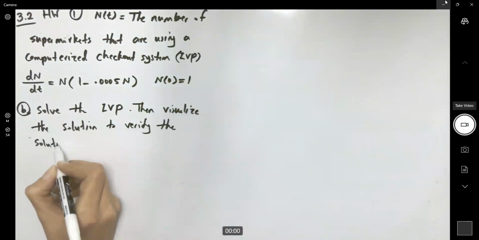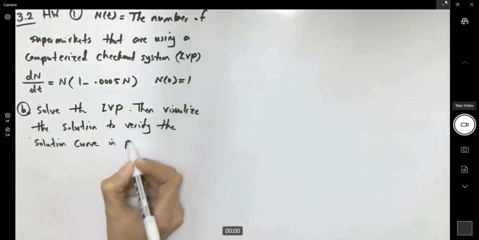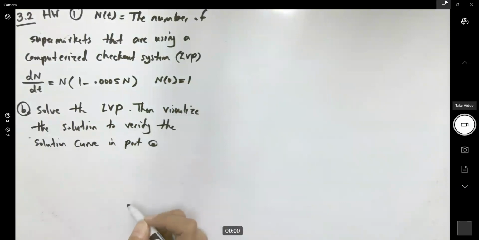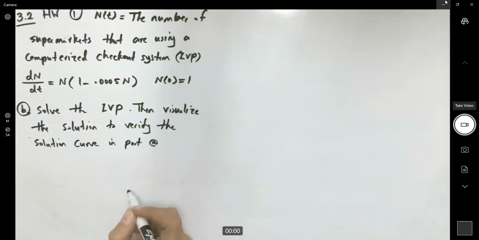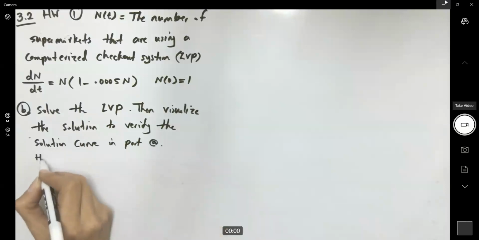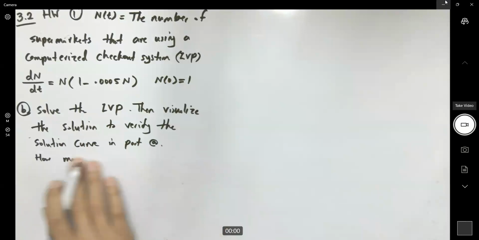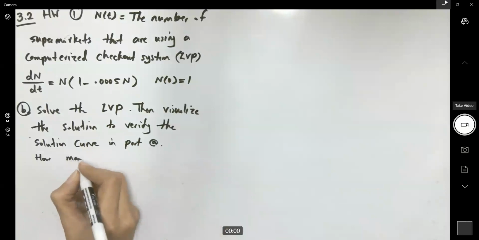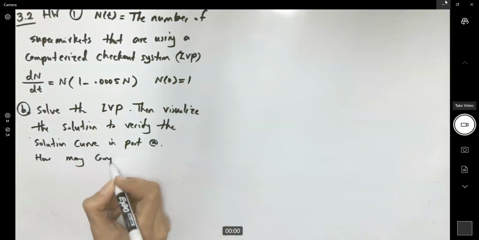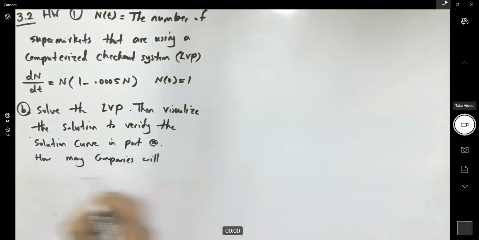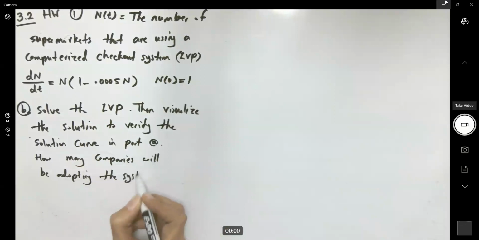And then how many companies you're expected to adopt the new system when t is 10? How many systems will be adopted? Companies will be adopting the system when t is equal to 10. Very good. Let's solve this differential equation.